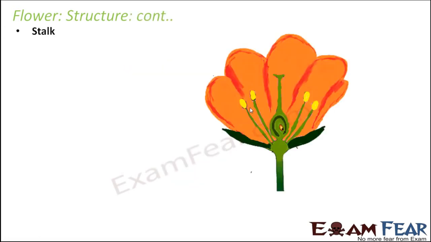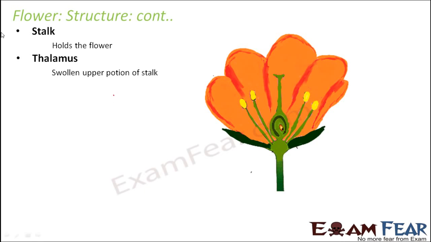Let us start with the first one, the stalk, the very basic part of the flower which does nothing but hold the flower. It is a cylindrical rod-like structure holding the flower. The next portion is the thalamus. Thalamus is the swollen upper portion of the stalk. I have already labeled all these things in the previous slide. This is the stalk, and the swollen part of the stalk is the thalamus.